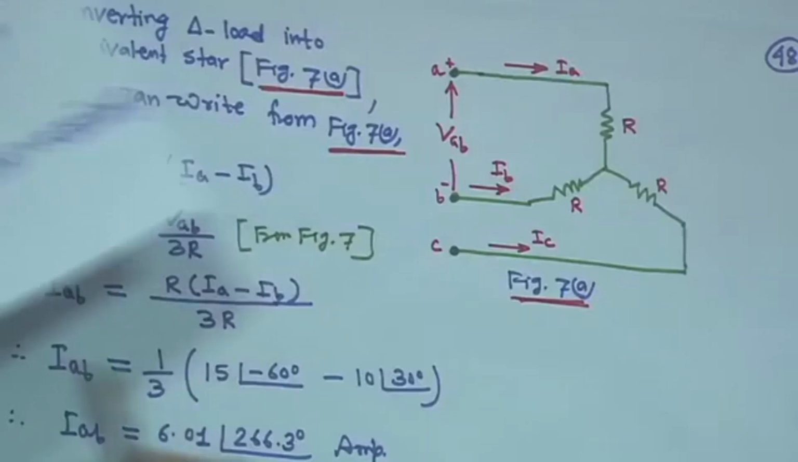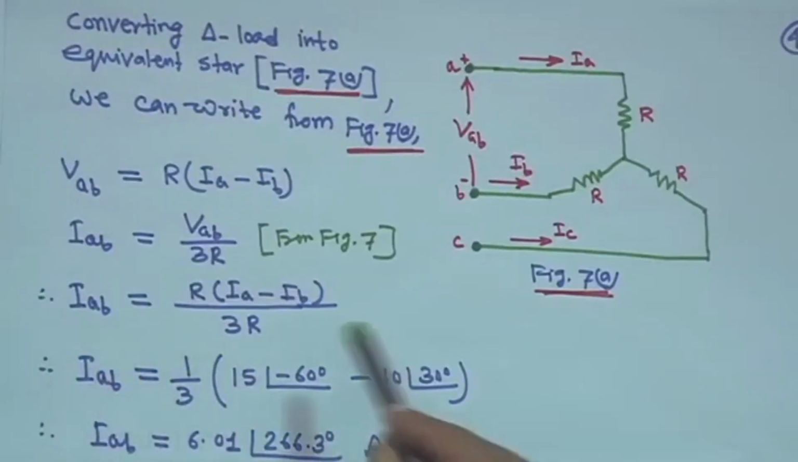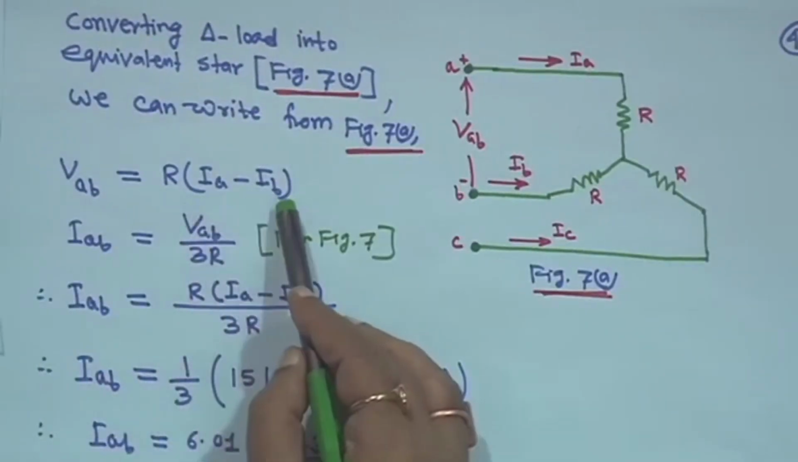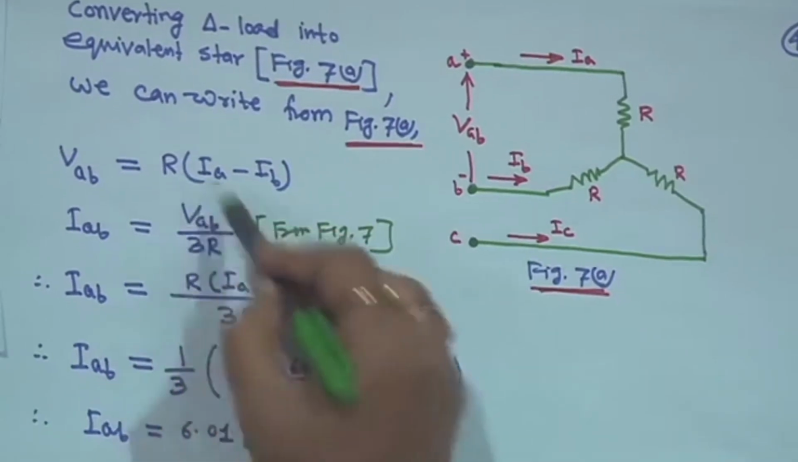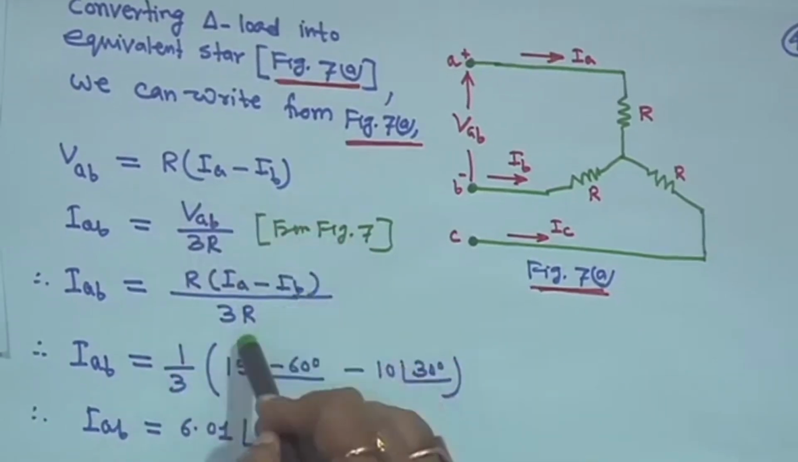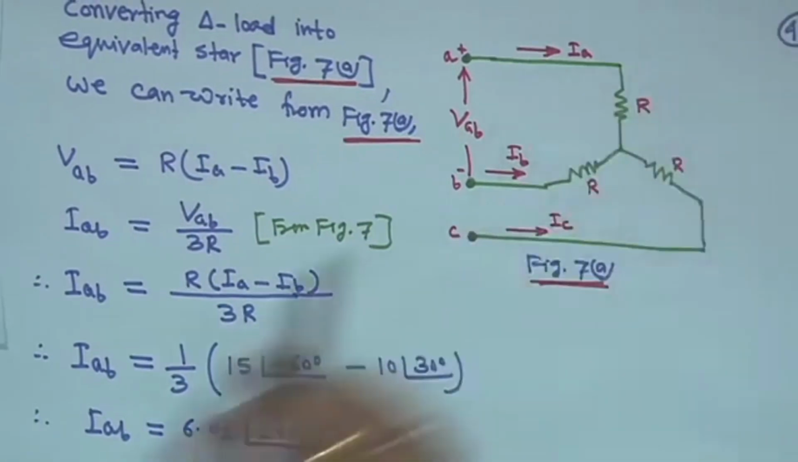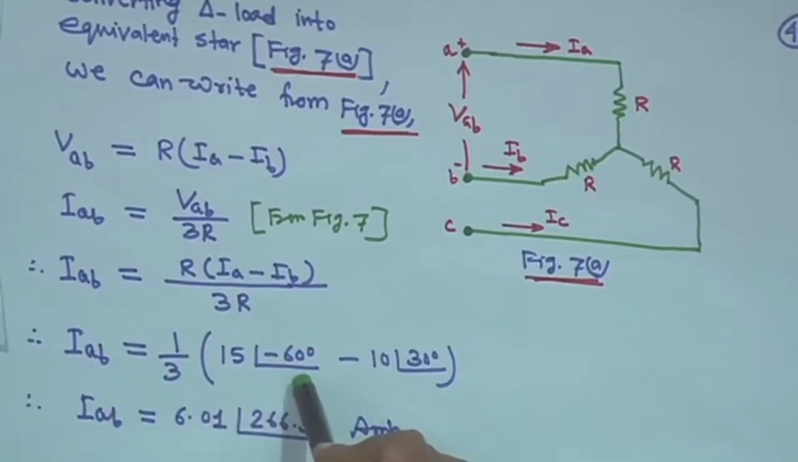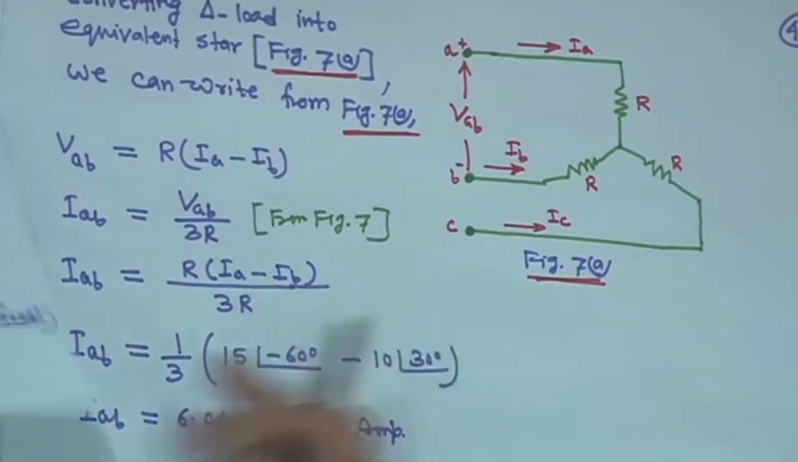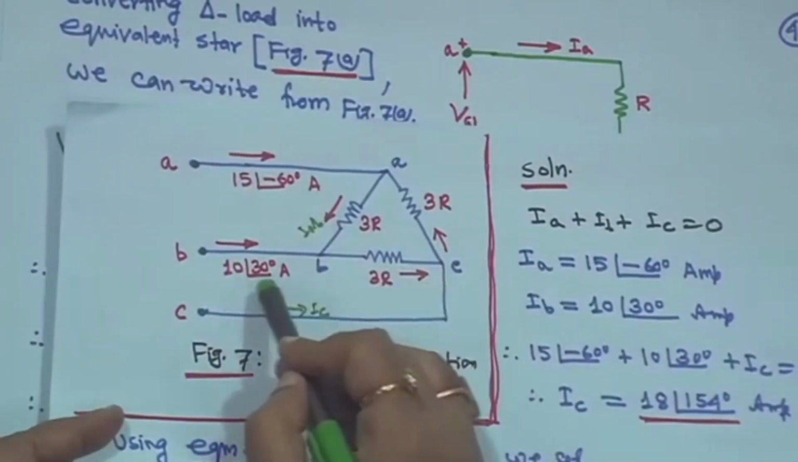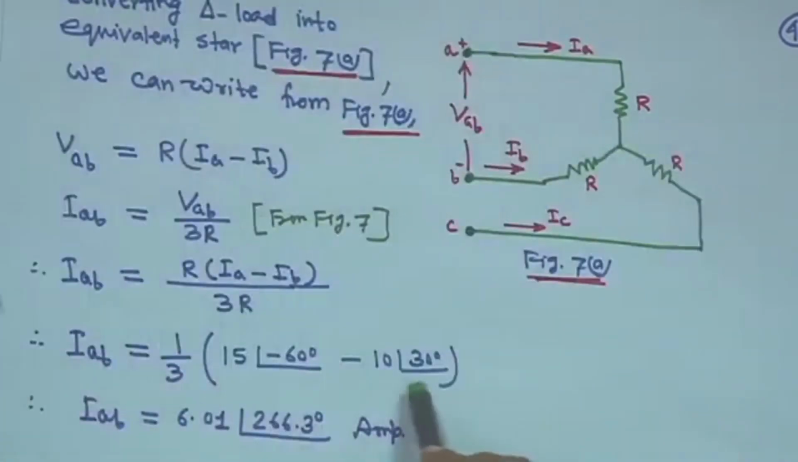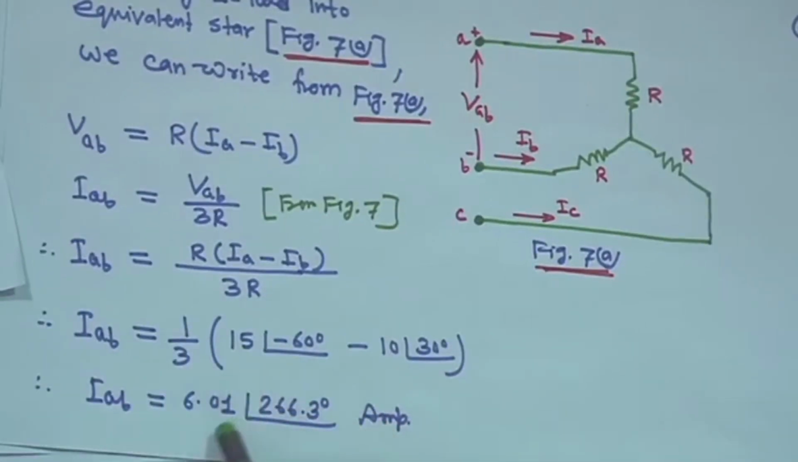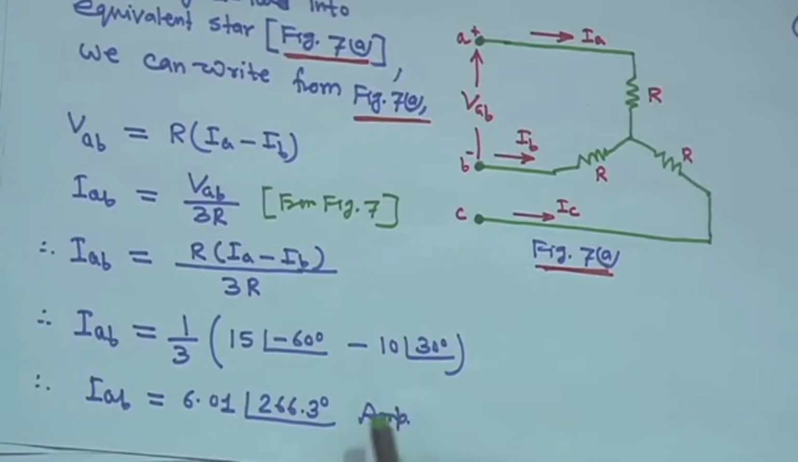So, VAB is equal to R into (IA minus IB). Therefore, you put VAB here, that will be R into (IA minus IB) divided by 3R. That means R will be cancelled and IAB will be 1/3 of 15 angle minus 60 degree, because IA is equal to 15 angle minus 60 degree, minus IB, which is 10 angle 30 degree. So, IAB you will get 6.01 angle 266.3 degree ampere. This is your IAB.